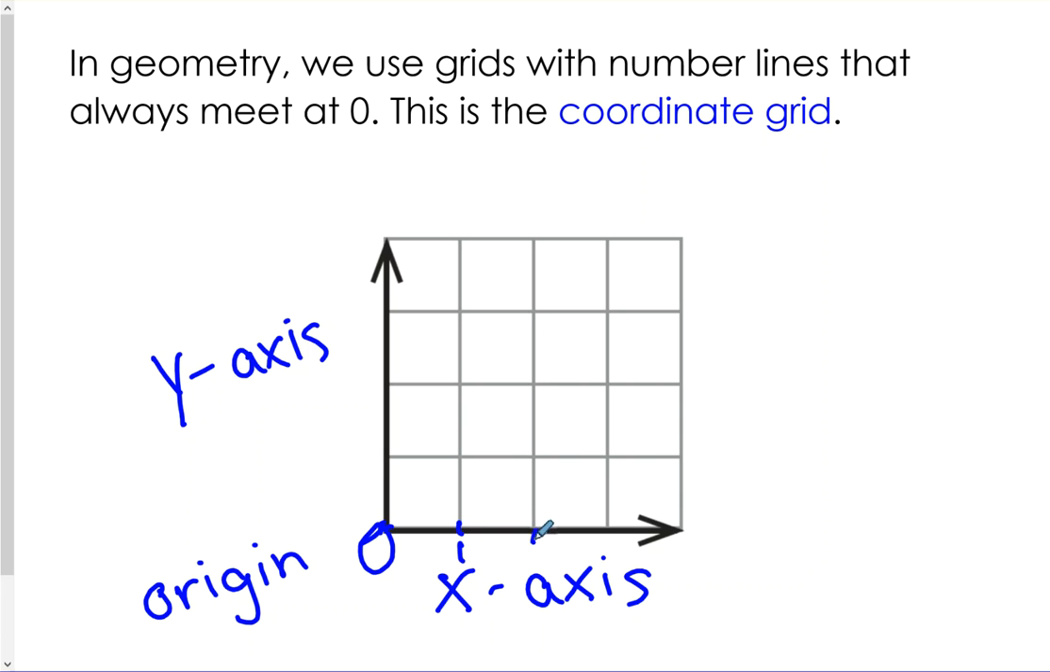We can number this coordinate grid like this. Since the origin is the intersection of two number lines which meet at 0, its ordered pair is 0, 0. It makes sense to draw only one 0 at the place where both numbers meet, because in geometry, the grids have no squiggly lines or breaks. They are just regular number lines, always meeting at 0.